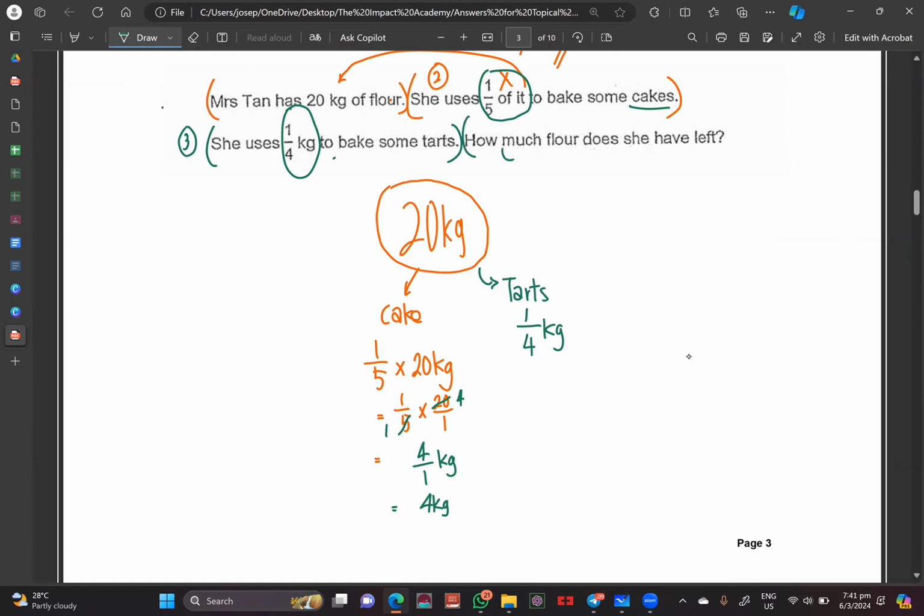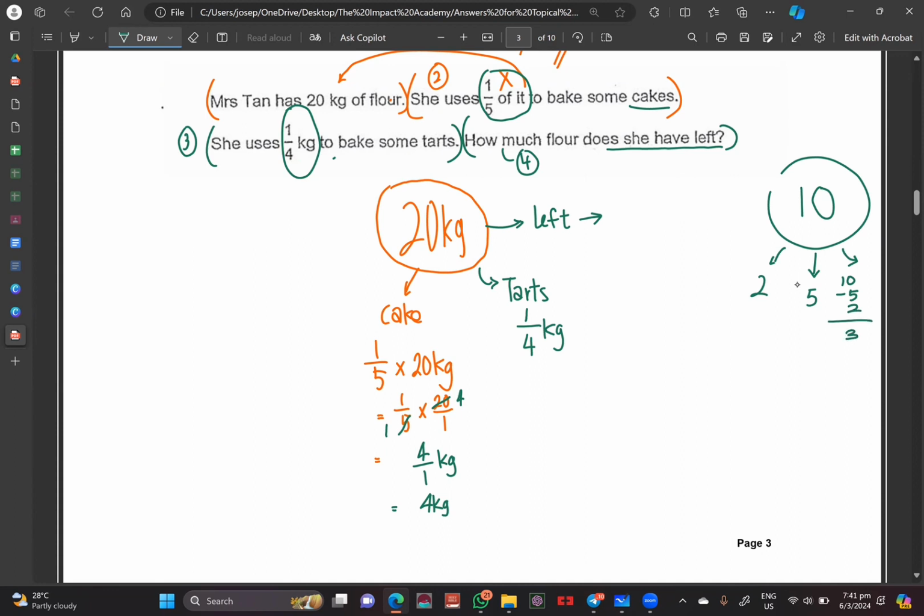Sentence number 4. How much flour does she have left? So what is left? Remember, I always say that this is the whole, and this is a part of it, this is a part of it, and this is a part of it. Let's say for example, I give you a simple example for those of you who are watching. If 10 is my total, I use 2, I give my friend 5, what am I left with? You will say 10 minus 5 minus 2. True or not? I'm left with 3.